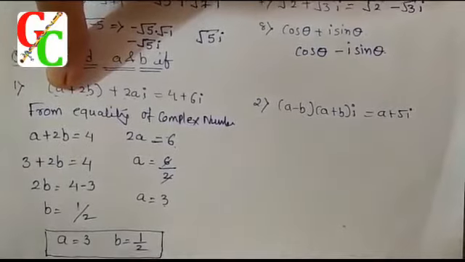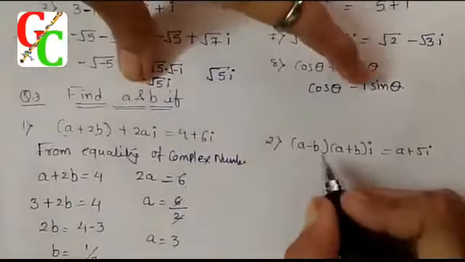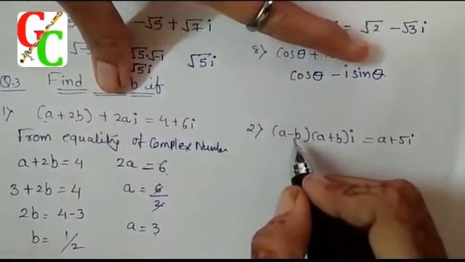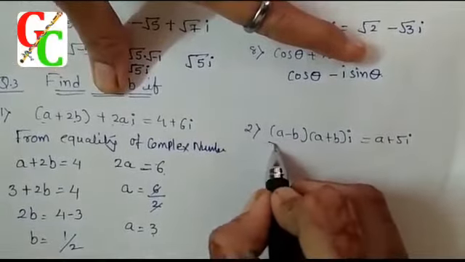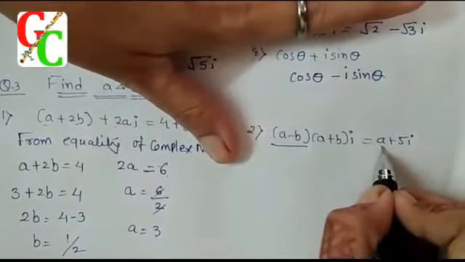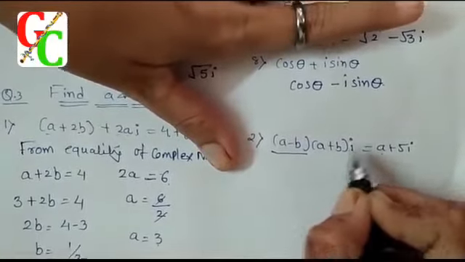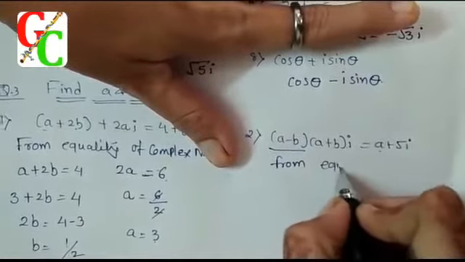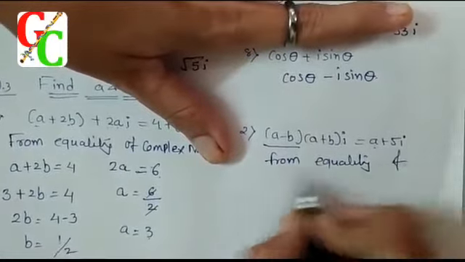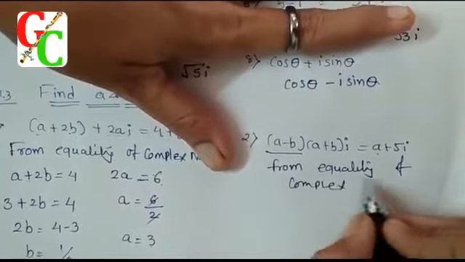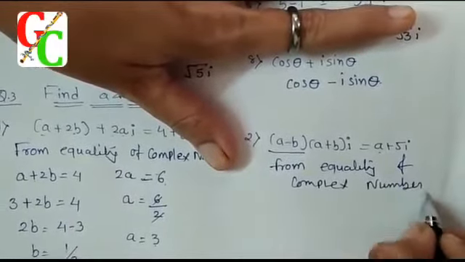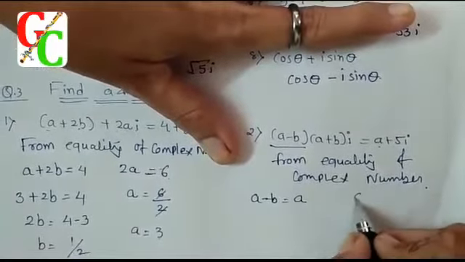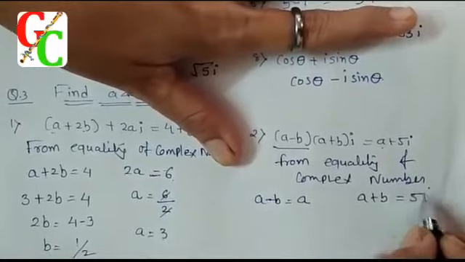Now see the second question. In this question we have to same way compare complex number to complex number and imaginary number to imaginary number. So a minus b is compared with a and a plus bi is compared with 5i. So same way from equality of complex numbers, a minus b is equal to a and a plus b is equal to 5.